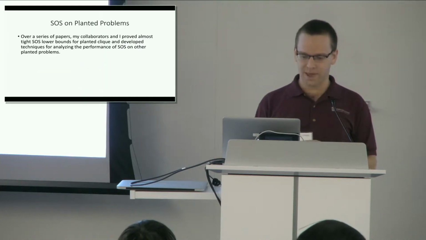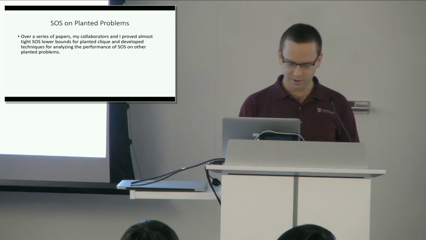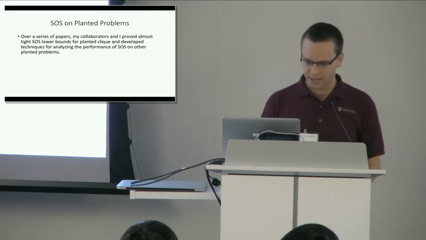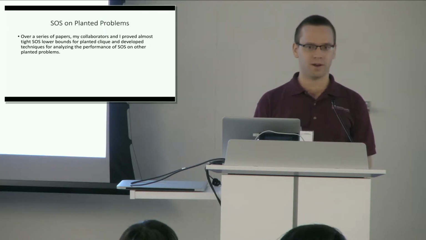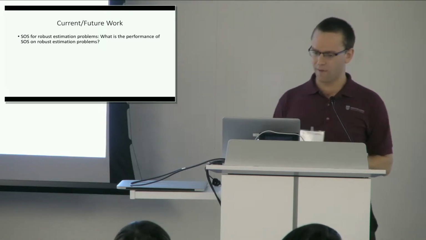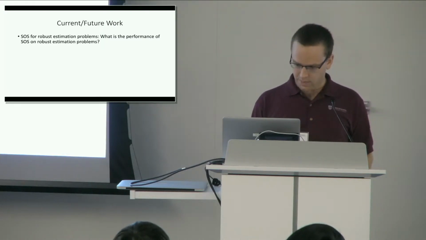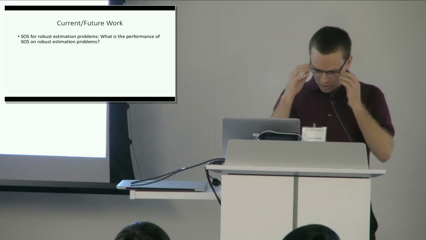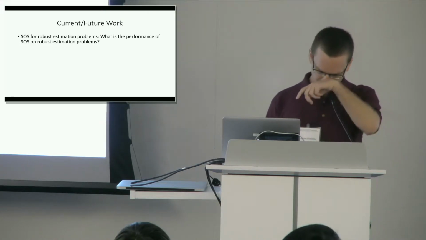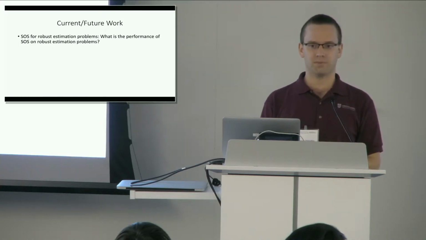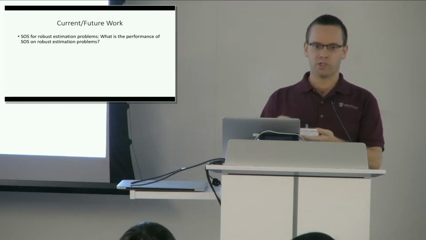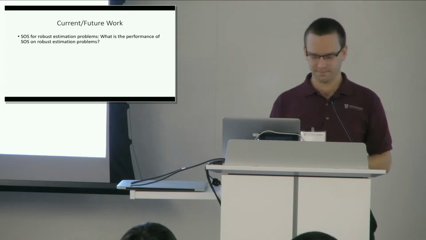Over a series of papers, my collaborators and I proved almost tight sum of squares lower bounds for planted clique, and developed techniques for analyzing the performance of sum of squares on other planted problems. And now I'll say a few things which I'm currently thinking about. One topic is sum of squares on robust estimation problems, where you're trying to make estimates even if a small portion of your data is arbitrarily corrupted.